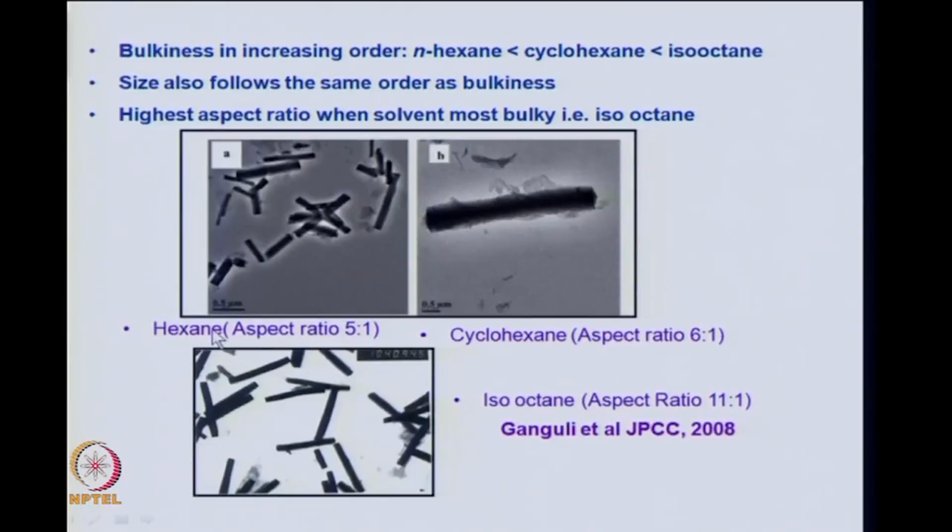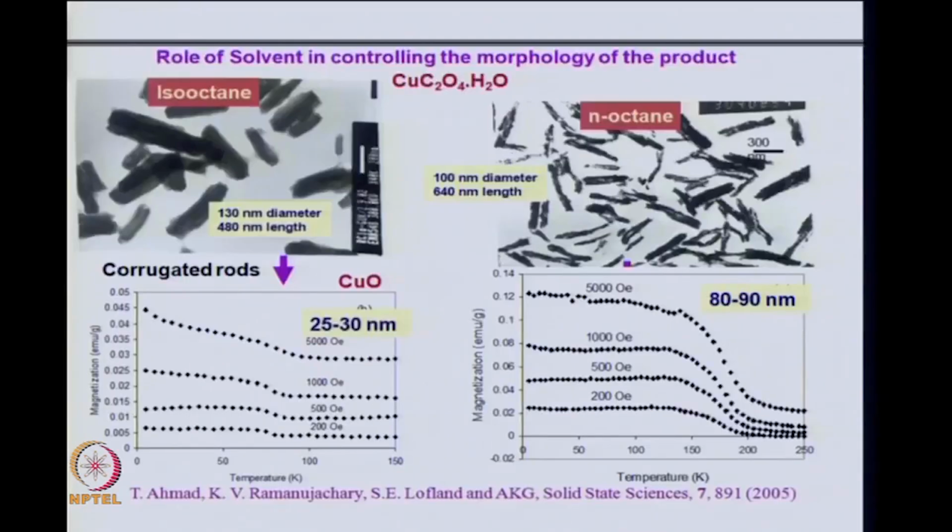Hexane is the smallest in size and the aspect ratio is 5:1, whereas for cyclohexane and isooctane the aspect ratio increases from 6:1 to 11:1. So, you can enhance the aspect ratio and the size as you increase the bulkiness of the solvent.